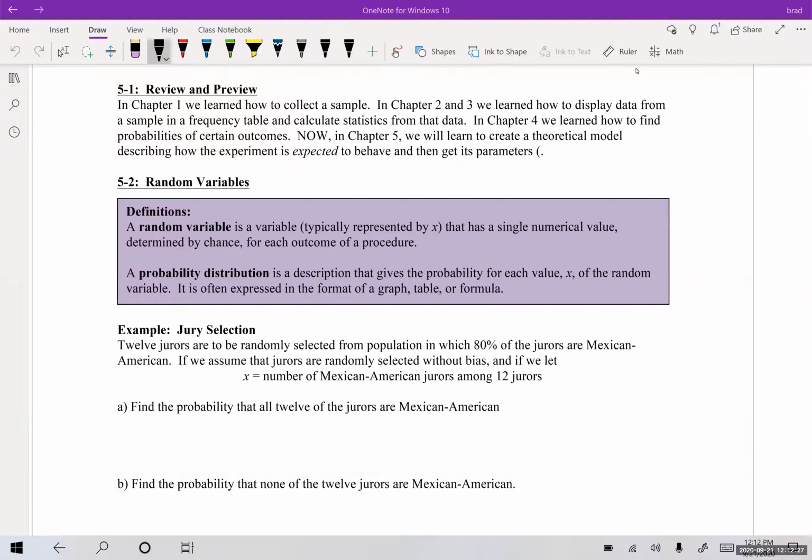So for this video, guys, we're going to talk about 5.1, 5.2. Remember, once again, in your homework, it'll be called 5.1, but right now it says it's 5.2, so don't read too much into that.